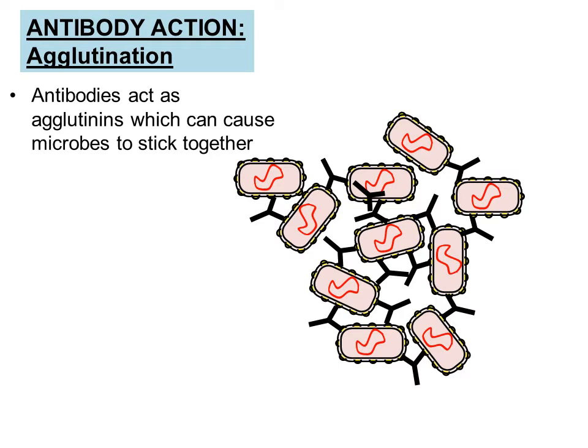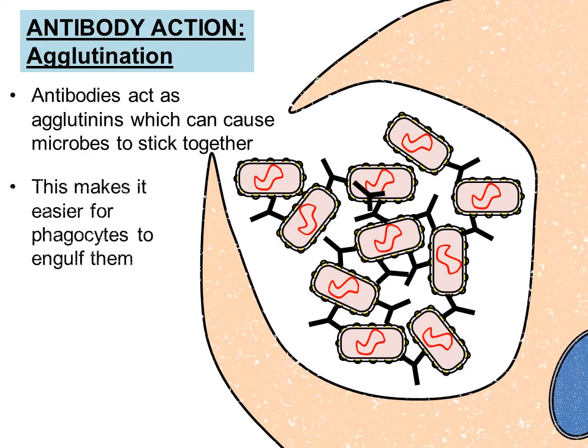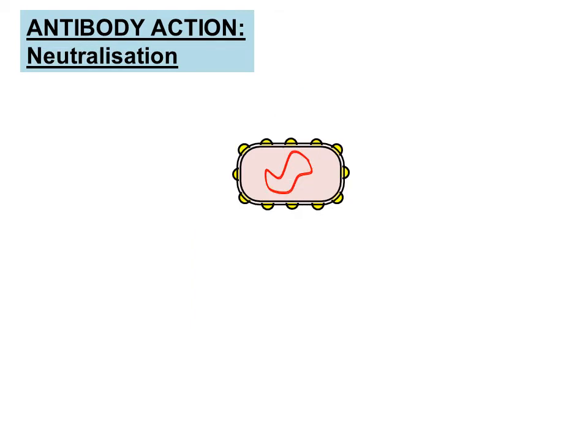And when they clump together, that means that they can't spread through the organism as well as they would have done, because they're now much larger than they were. And also the non-variable region is signalling to the phagocytes, and the phagocytes can come and engulf them, and engulf a whole group of them in one go. So that speeds up this whole process of destroying the pathogens.